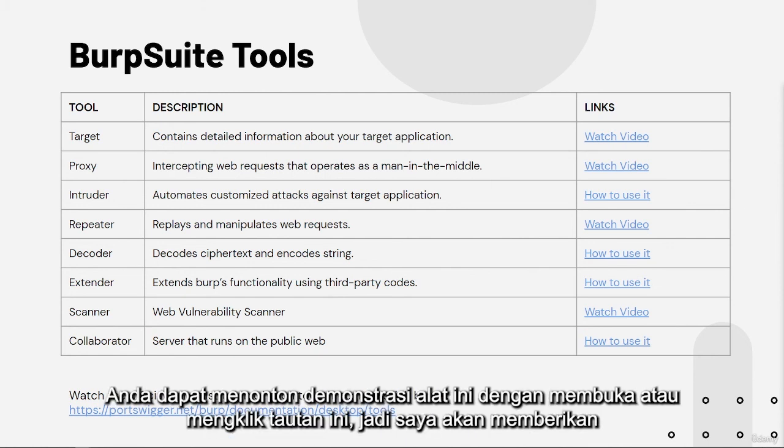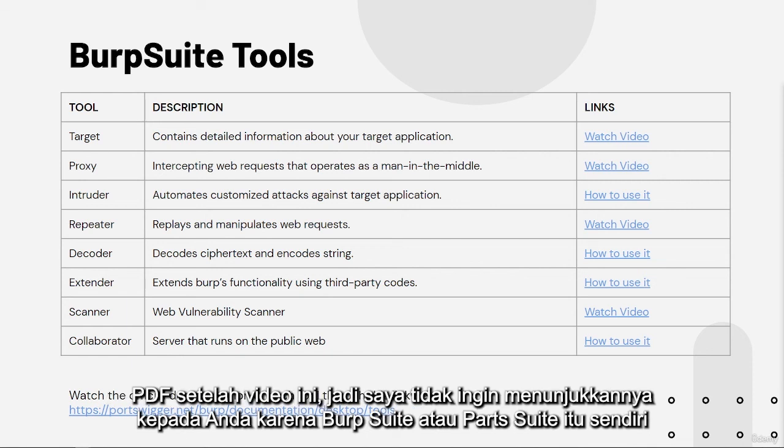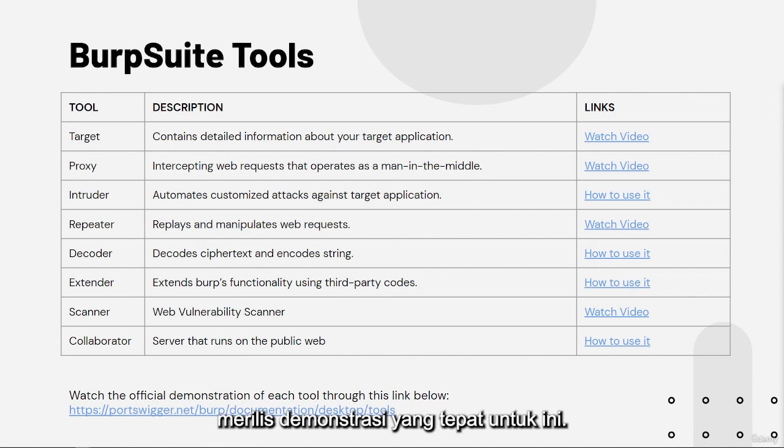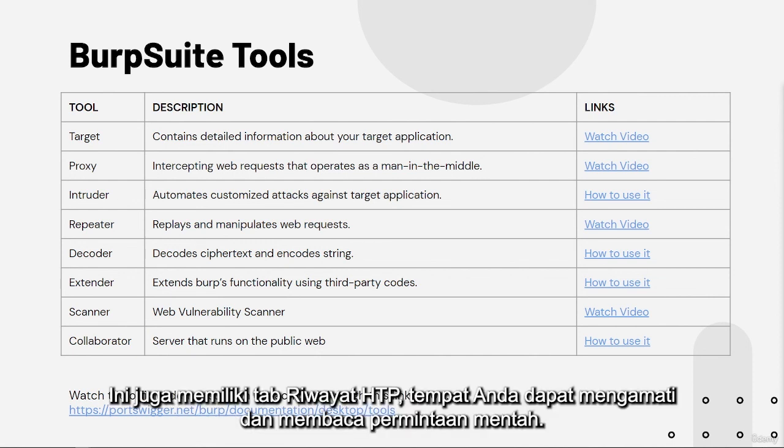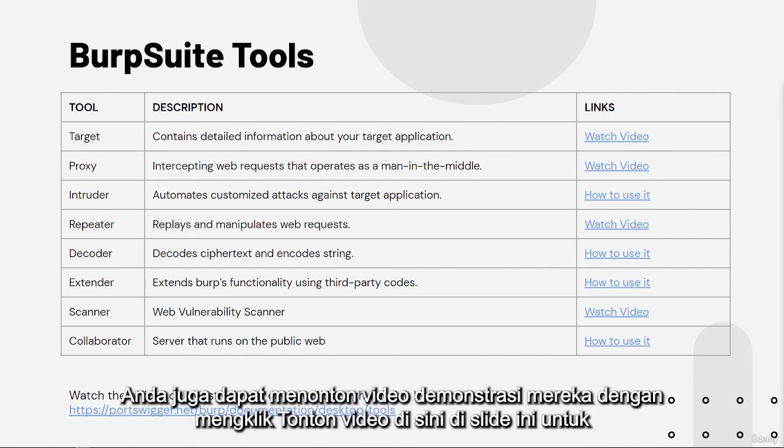You can watch the demonstration of this tool by clicking this link. I will provide the PDF after this video. I don't want to demonstrate it to you because Portswigger itself released a proper demonstration for these tools. The next tool is Proxy. Proxy is a core component of the tool which allows you to intercept and modify all web traffic. It also has the HTTP history tab where you can observe and read the raw requests. You can also watch the video of their demonstration by clicking the watch video here on this slide.